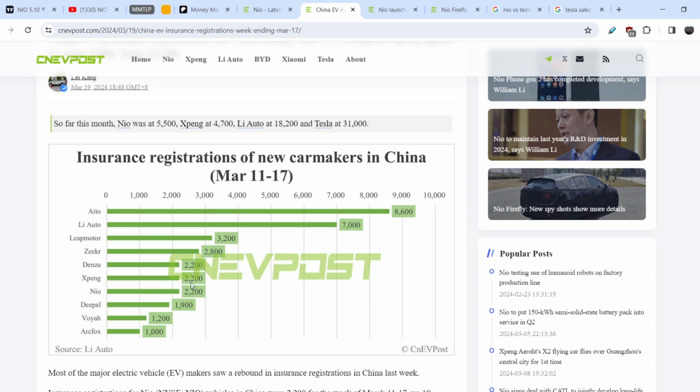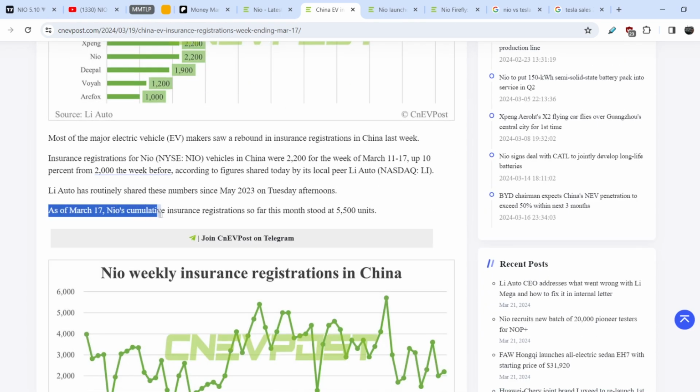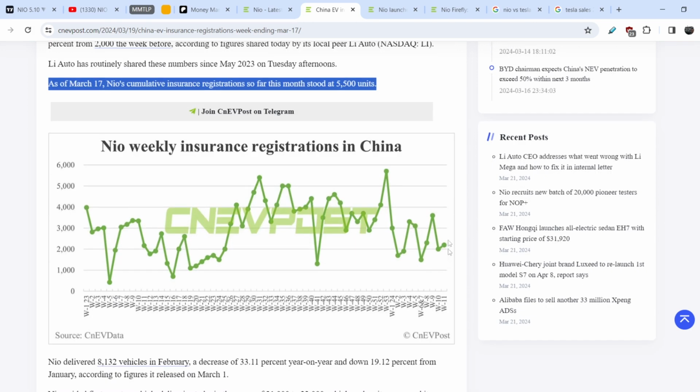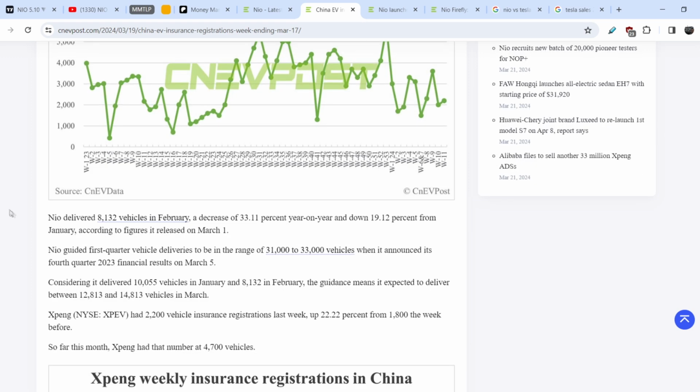And guys, as you can see, NIO doesn't perform very well during this week from March 11th till March 17th, and let me quote this. As of March 17, NIO's cumulative insurance registrations so far for this month stood at 5.5 thousand units. And I showed you this chart in my previous video. It cannot break its previous swing highs, and it cannot establish its all-time high of production and registered vehicles. That was set at the very end of 2023 at the level of about 5.8 thousand units.